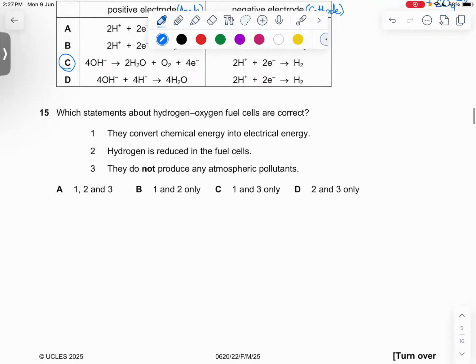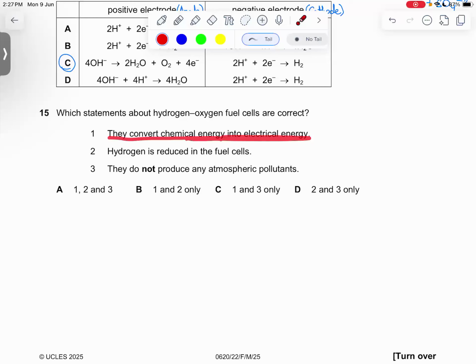Next question, question number 15. Which statement about hydrogen oxygen fuel cells are correct? They convert chemical energy into electrical energy. That is potentially correct. So, we can say that this is correct. Let's look at the next one.